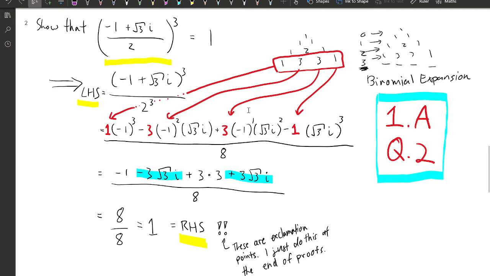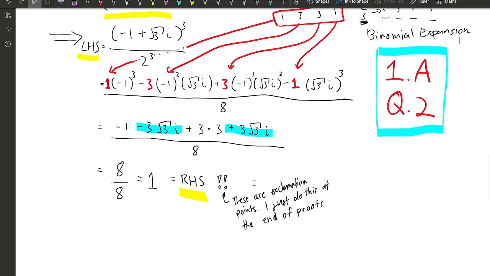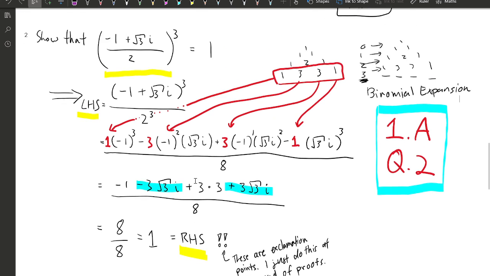Now if we simplify that further by calculating everything out, remember i squared is -1, i cubed is i times i times i, which is -1 times i. Those are just key points when you're doing that. Wow, magically these two things cancel out, and you get -1 plus 9, which is 8, over 8, which equals 1, which is the right-hand side.